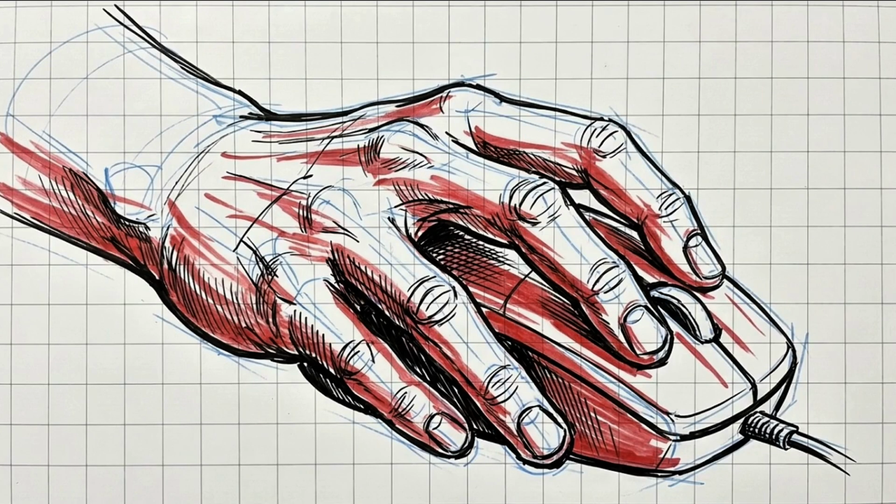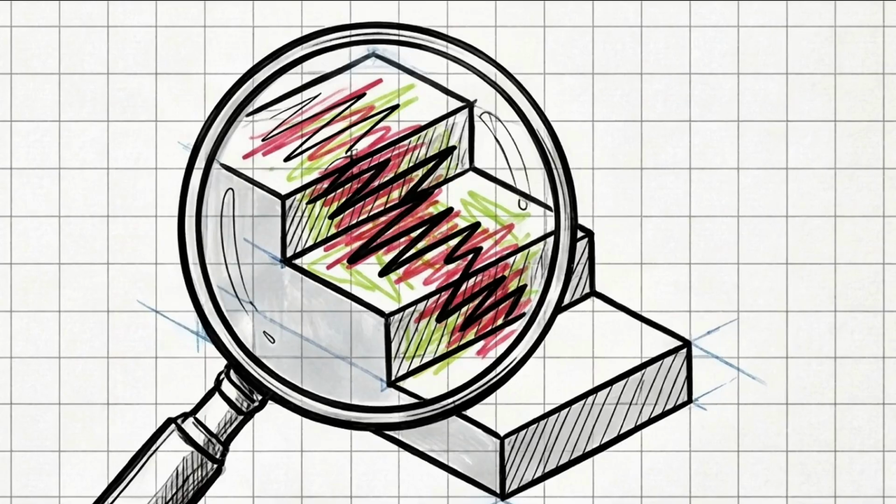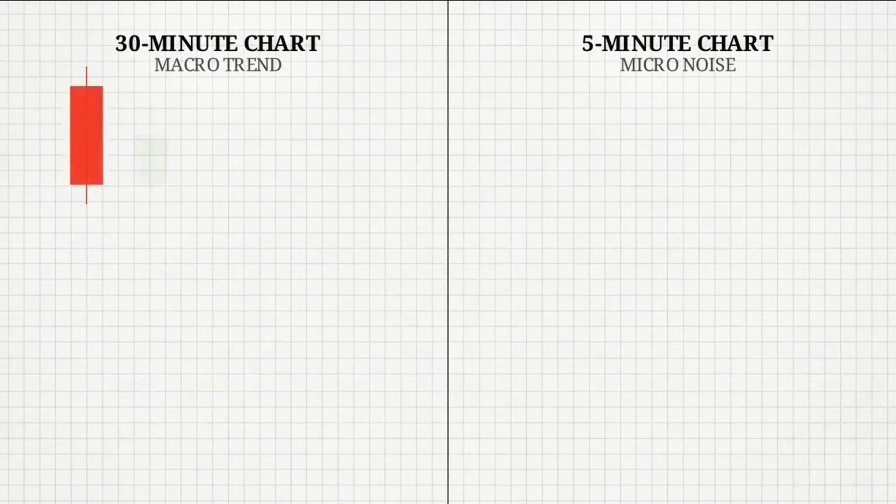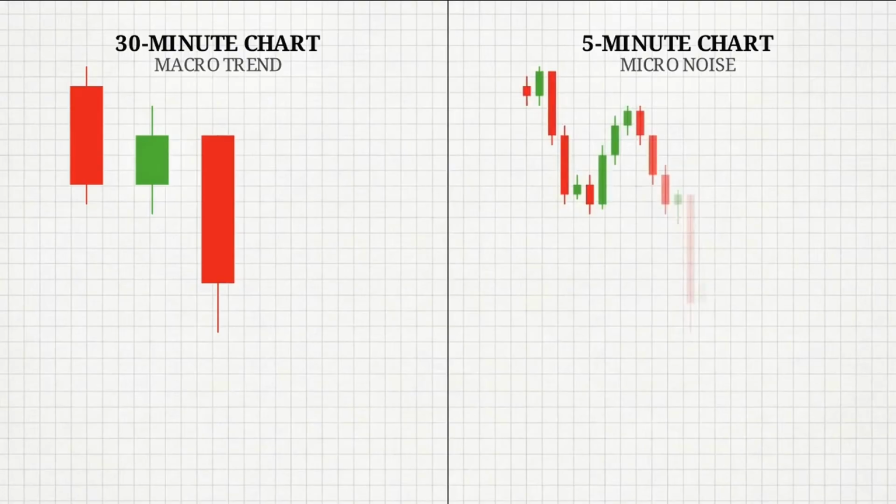The real danger, however, isn't moving the stop backward. It's moving it forward too soon, a mistake usually driven by timeframe distortion. Look at this split screen. On the left, we have a clean, reliable downward trend mapping 30-minute candles. On the right, we've zoomed into the exact same time window using 5-minute candles, revealing erratic, choppy micro-waves.